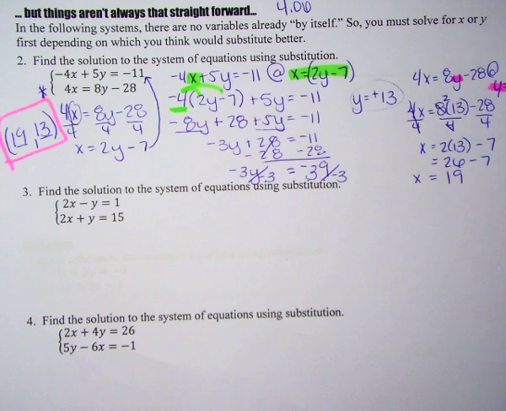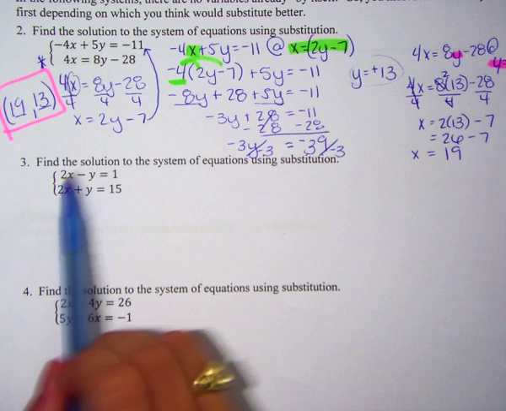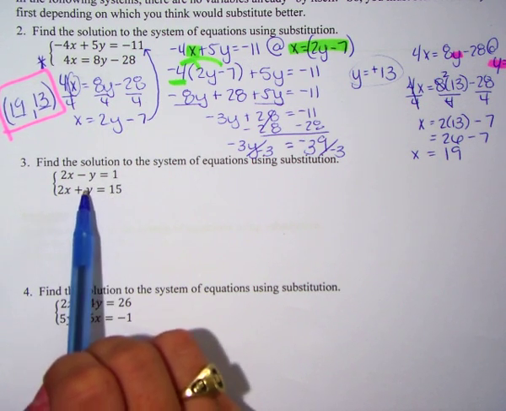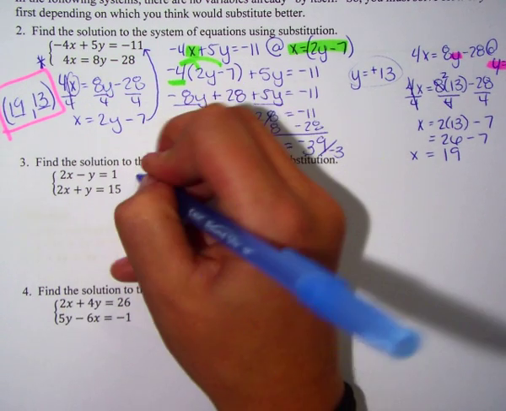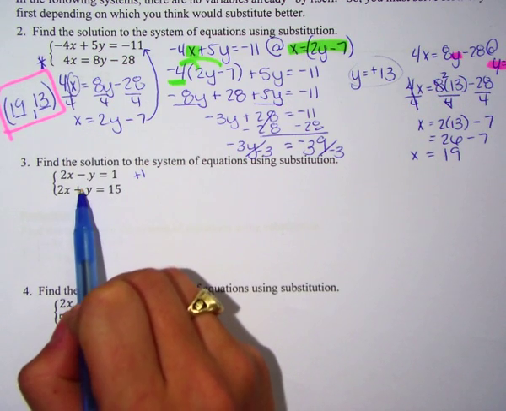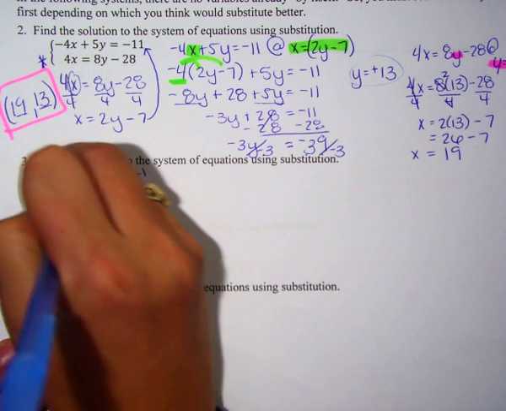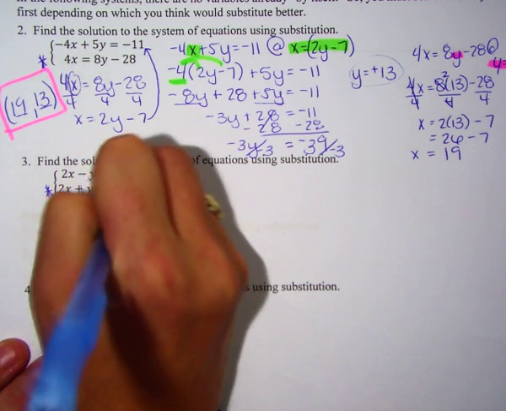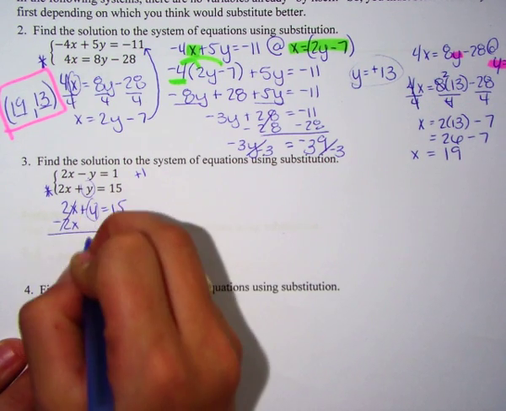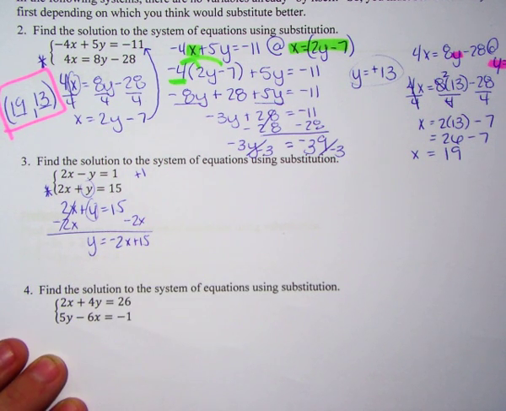Okay? For number 3, let's talk about which variable you should isolate. So you see we have 2x minus y equals 1 and 2x plus y equals 15. In situations like this, you want to choose the variable that has a positive 1 as a coefficient. You see here this is a negative 1, and this one's a positive 1. So I'm going to choose to isolate y in the second equation. I'm going to subtract 2x because I'm isolating y. And you're left with y equals negative 2x plus 15. That was easy. That only took one step.